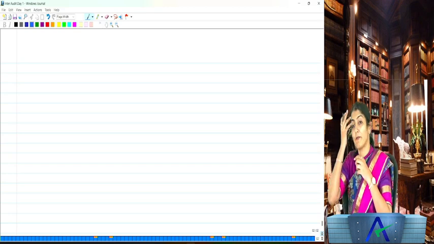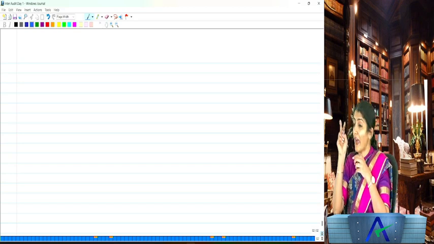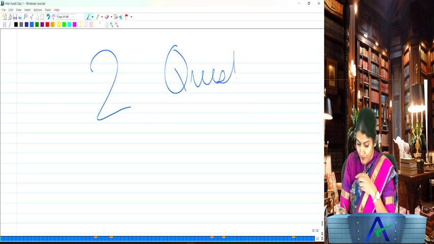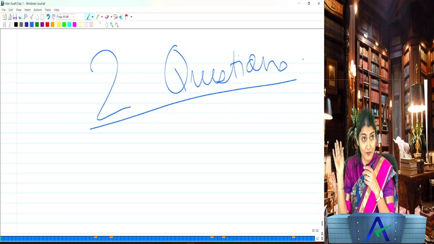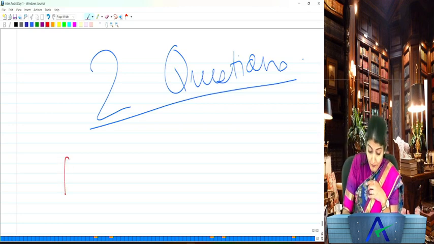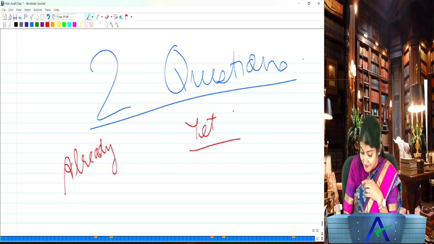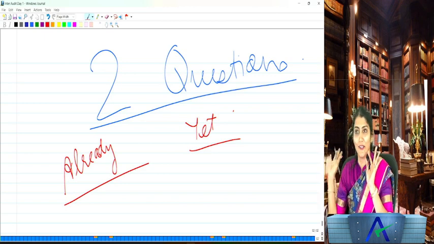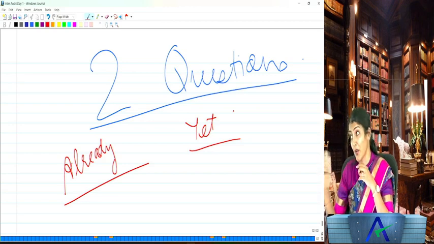So you have to remember that you have to study only 2 types of questions. Only 2. Anybody gives you a third variety, throw it out. Only 2 varieties of question: one which is already asked and one which is yet to be asked. Finish. House full. If anybody tells you to read a third type of question, tell them Aarti ma'am has said no.